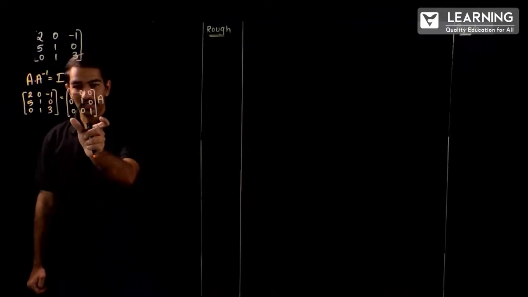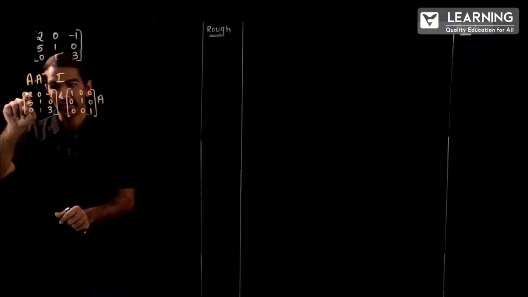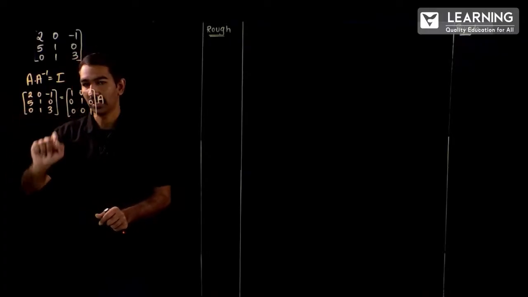What is your aim? You have to get this matrix on this side. So first of all, what we have to do, we have to make this as 1 and make these both as 0 with respect to this, correct? We'll make this as 1 now. How do we do that?